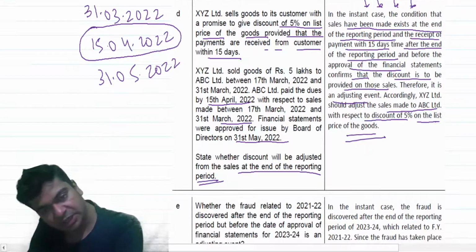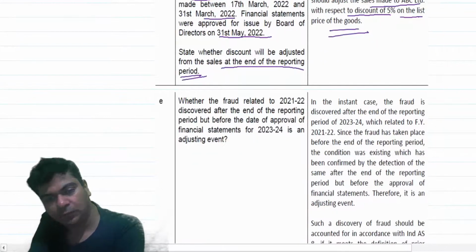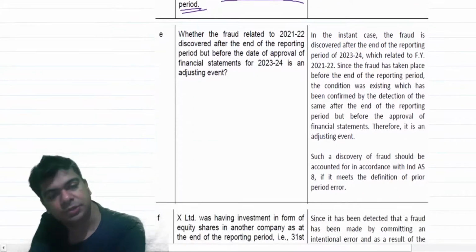That's what we were saying. It's an adjusting event. Yes, so a very interesting question now.